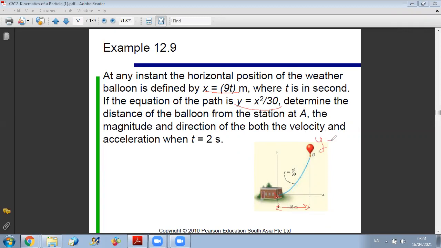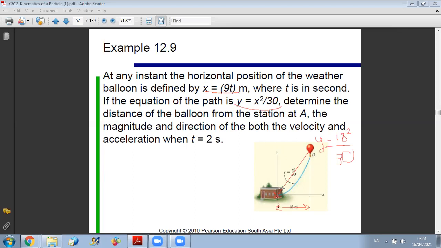So y of the balloon is 18 square over 30. And to get the distance from A, all I have to do is find the distance AB. So I will do radical of xb squared plus yb squared. I can get this distance from the station.